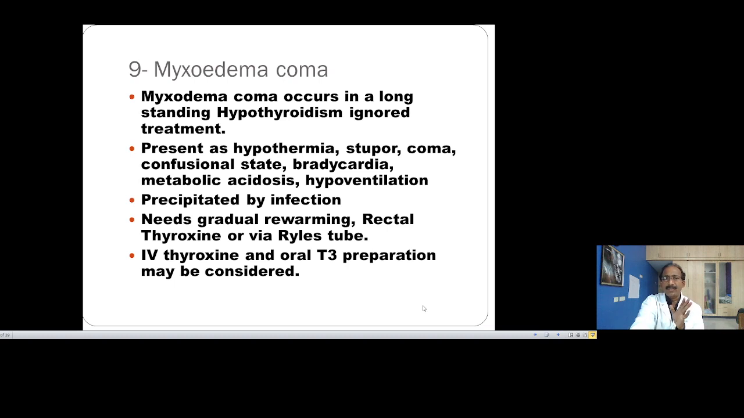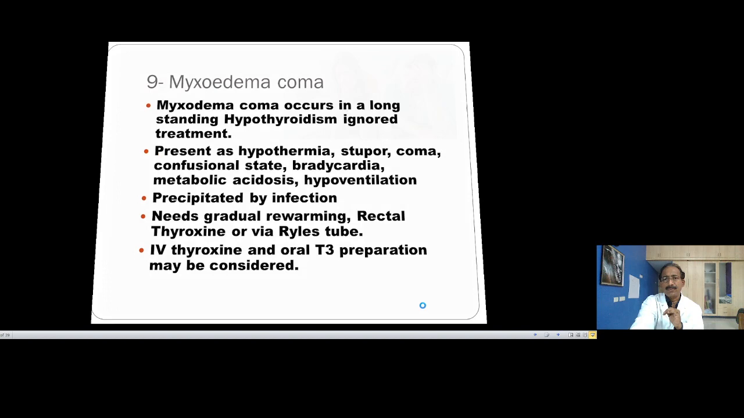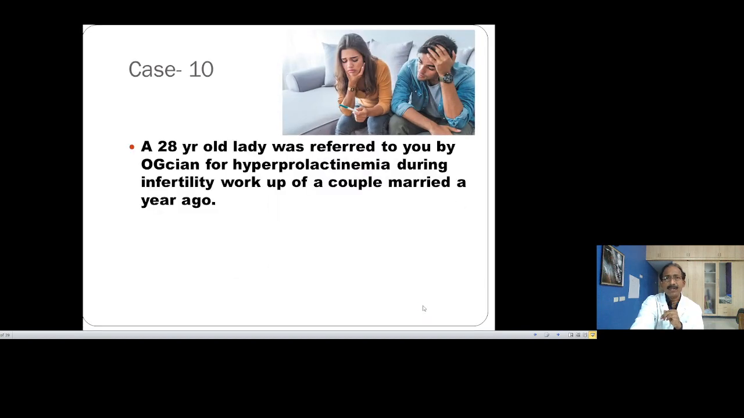And again, IV thyroxine is available in some countries and can be used. And there are controversies about the use of oral T3 preparation, which is available in India even now. Sometimes they may think about giving T4 and T3 in very complex situations. It's not the context now.